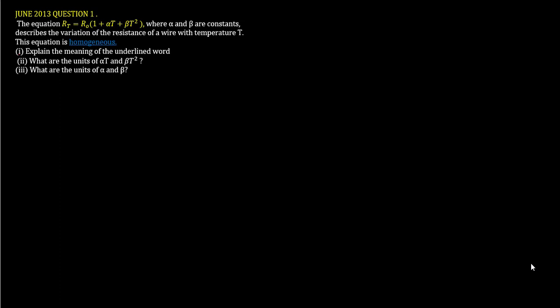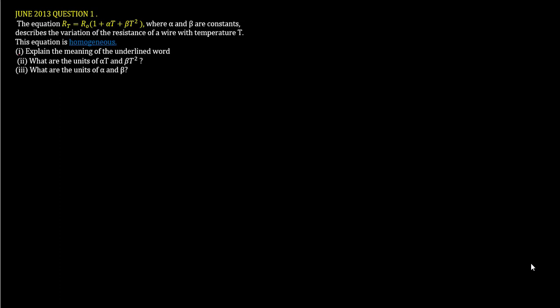So the first thing we have to do is the equation is homogeneous, that's the assumption. So we just know that the units of the left hand side is equal to the units of the right hand side. In order for us to explain the underlined word, a homogeneous equation is simply an equation in which all the additive terms have the same units, that is, the units of the left hand side is equal to the units of the right hand side. And so for the second part, we are looking for the units of alpha T and beta T squared.